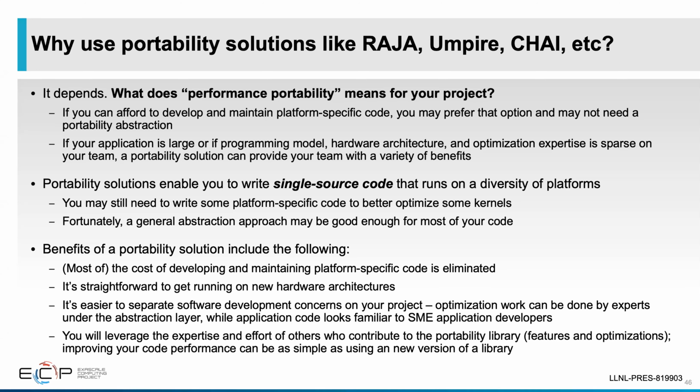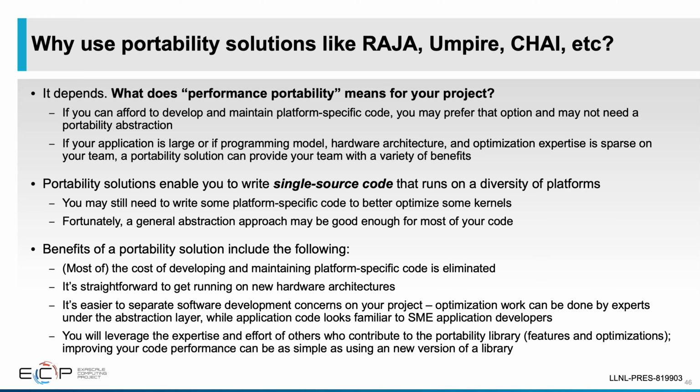Just to start wrapping up, why use portability solutions like RAJA, Umpire, or CHAI, or should you? Well, the answer is it depends. It does require having a grasp of what performance portability means for your project. If you have a very small code base and you're interested in the best performance ever with very specific programming model features, then you may prefer to rewrite the code with the different programming models. But if you have a large application with various contributors, portability solutions like this are really the way to go.